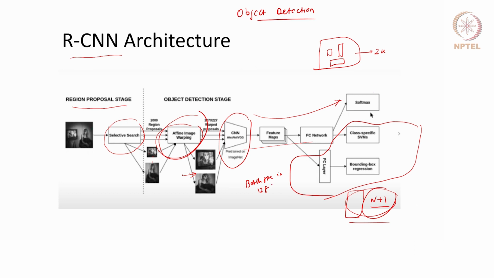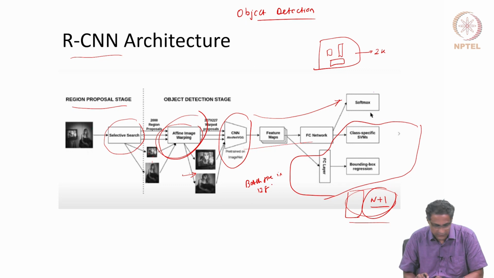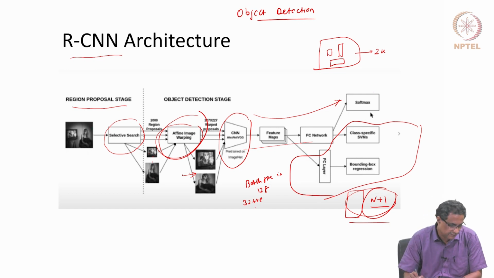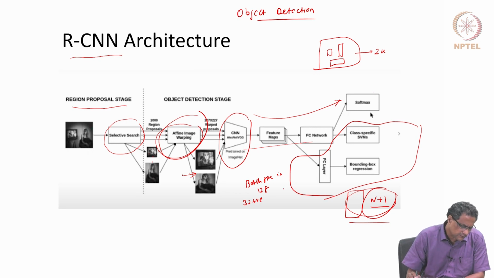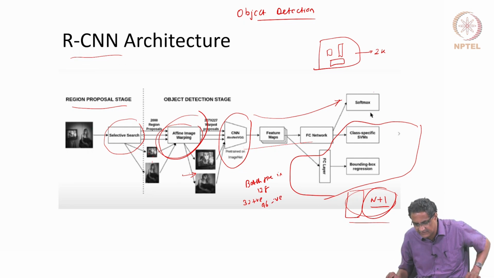So it means that you actually have 128 of these boxes in every batch. You see 2000 boxes, and one batch is 128 of them, out of which 32 are supposed to be positive, and the rest are negative. 32 out of 128, then the rest is 96. These numbers you can check in the paper, but the idea is this.